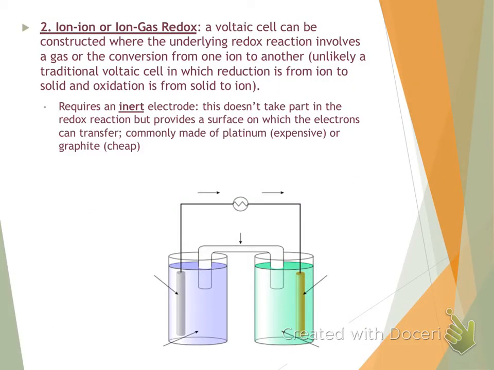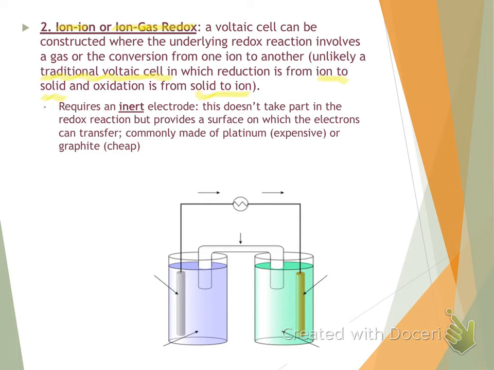One other important note on our voltaic cells. Sometimes in a voltaic cell, we're going to have an ion-to-ion or ion-to-gas reduction or oxidation reaction happening there. In the traditional voltaic cell that we just looked at, we had ion-to-solid and solid-to-ion for those reduction and oxidation reactions that we just saw.